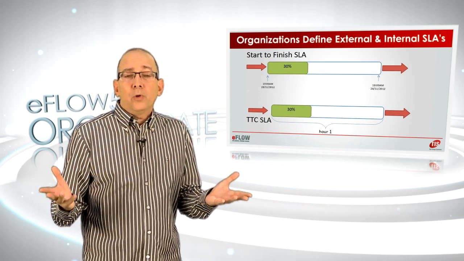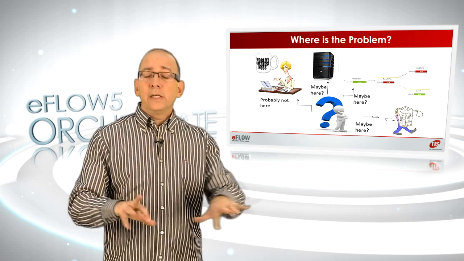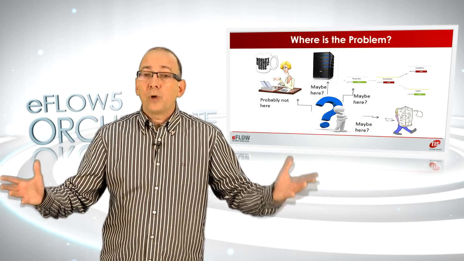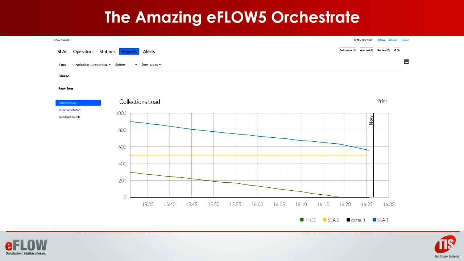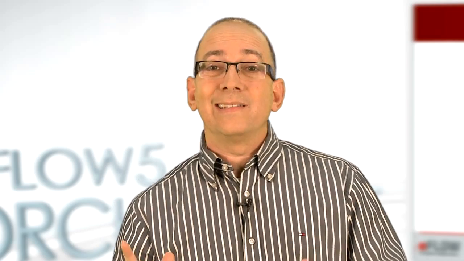And when there's a problem, it's very difficult to know where is the problem. Is the problem in the people keying in information, or maybe in the servers, or maybe in the recognition servers, or maybe there are too many documents? Where is the problem? The eFLOW5 Orchestrate is a monitoring and control system that provides graphs, reports, statistics, which help the operations manager to meet their SLA, points them to the problems, and shows them where they have a problem in meeting their SLAs and what should they do in order to meet their SLAs.